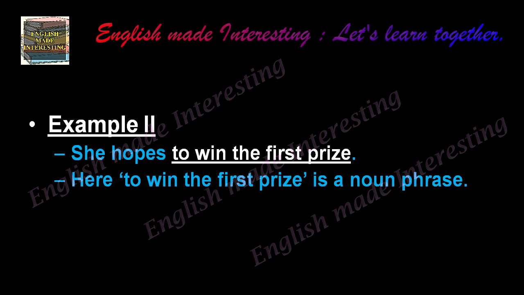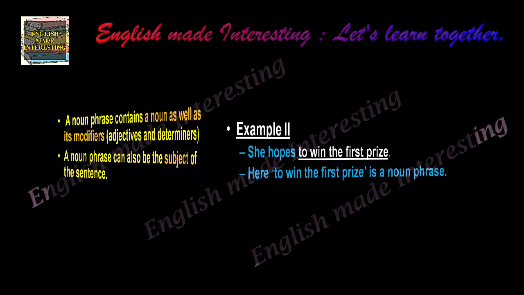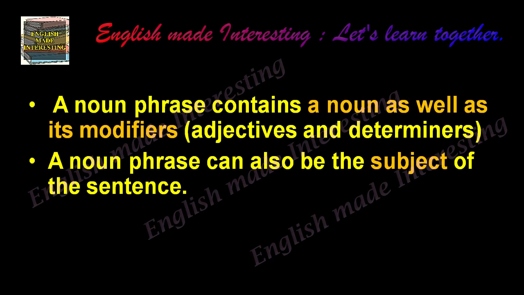Now look at the second example. She hopes to win the first prize. Here, to win the first prize is a noun phrase. A noun phrase contains a noun as well as its modifiers, like that of an adjective, or it can be even determiners.